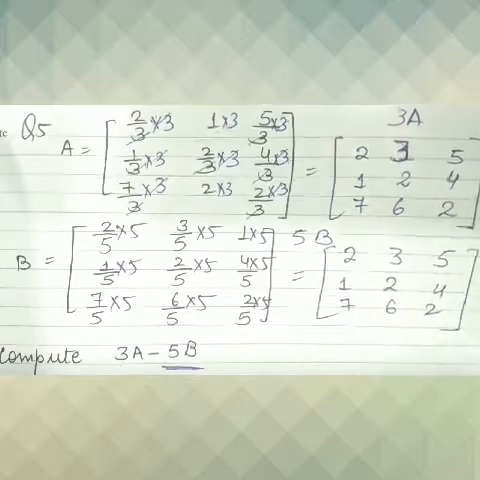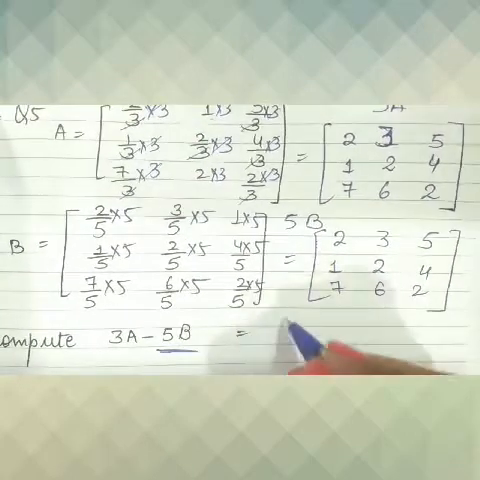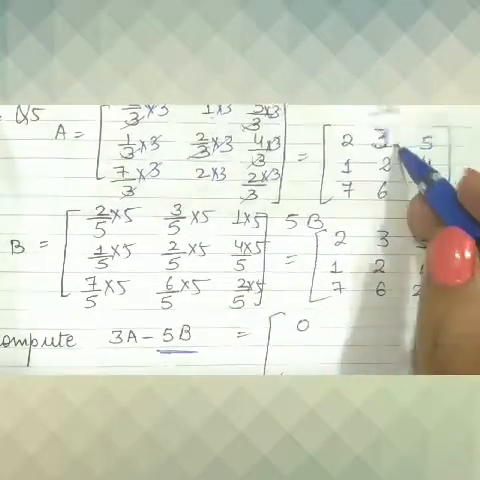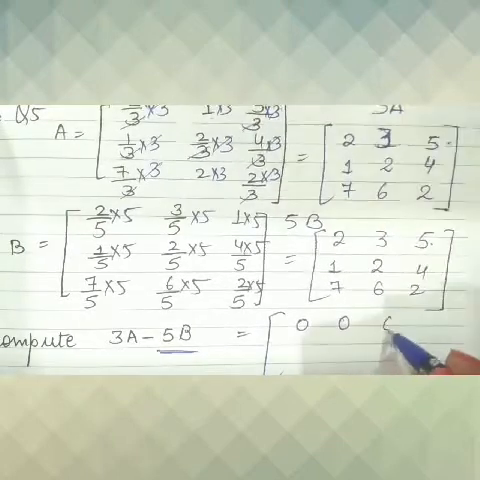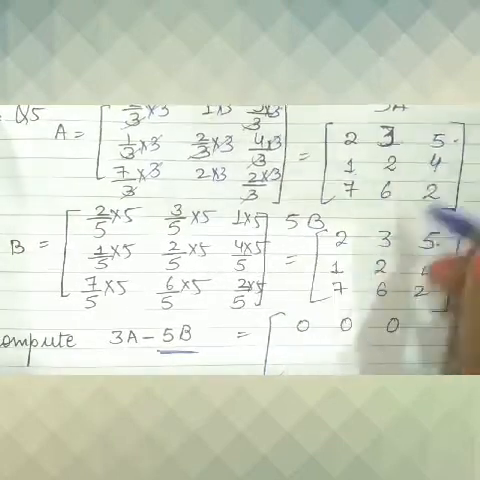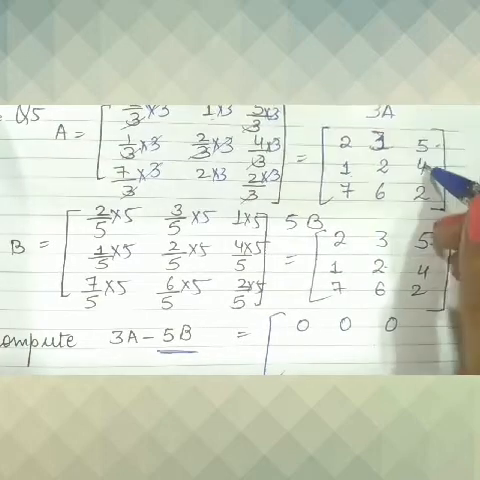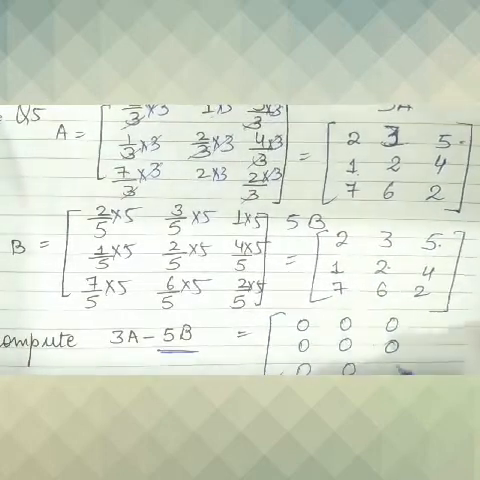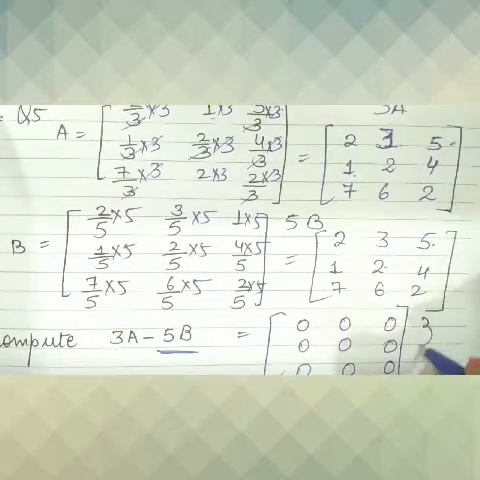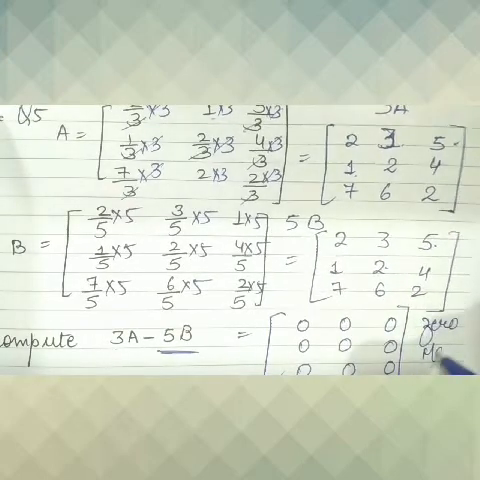So 2 minus 2 will be 0, 3 minus 3, 0, 5 minus 5, 0, 1 minus 1, 0, 2 minus 2, 0, 4 minus 4 again 0. So you will observe that we are going to get a 0 matrix.